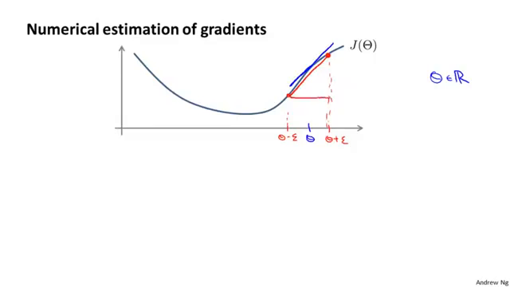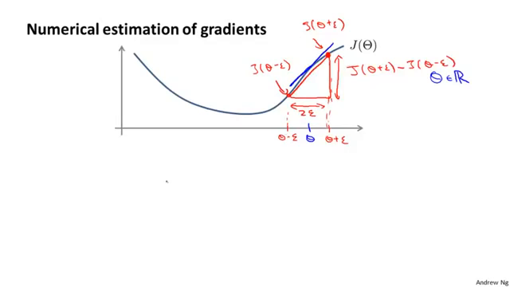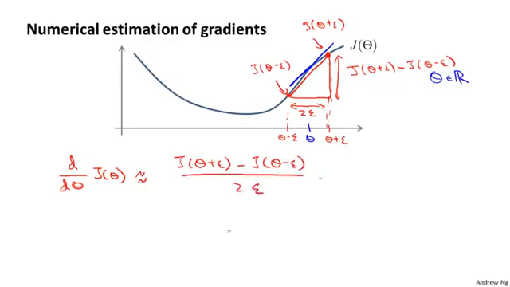Mathematically, the slope of this red line is this vertical height divided by this horizontal width. So this point on top is J of theta plus epsilon. This point here is J of theta minus epsilon, so this vertical difference is J of theta plus epsilon minus J of theta minus epsilon, and this horizontal distance is just 2 epsilon. So my approximation is that the derivative with respect to theta of J of theta at this value of theta is approximately J of theta plus epsilon minus J of theta minus epsilon, over 2 epsilon.